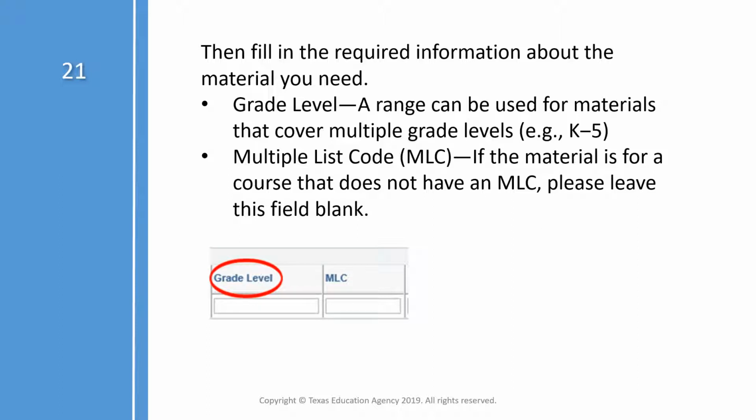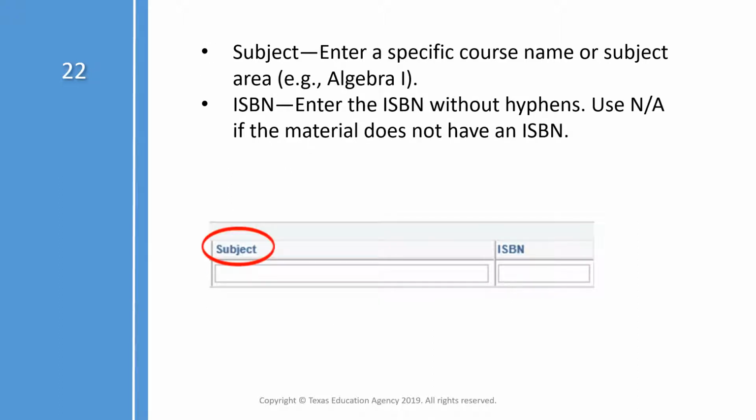Grade level. A range can be used for materials that cover multiple grade levels, for example, kindergarten through 5th grade. Multiple list code, or MLC. If the material is for a course that does not have an MLC, please leave this field blank. Subject. Enter a specific course name or subject area, for example, Algebra 1. ISBN. Enter the ISBN without hyphens. Use N/A if the material does not have an ISBN.